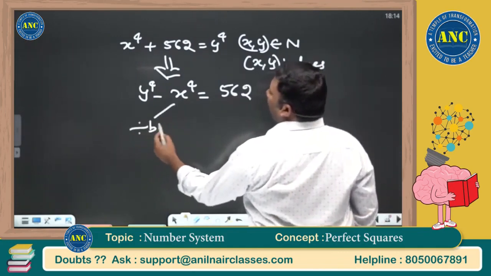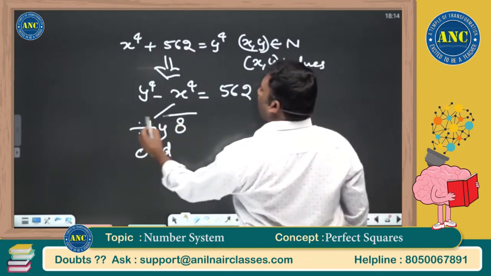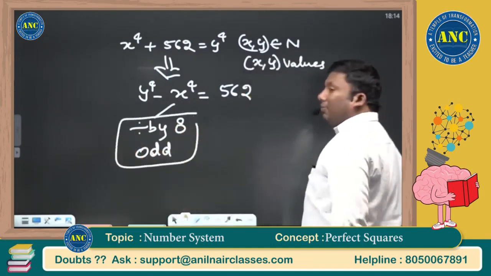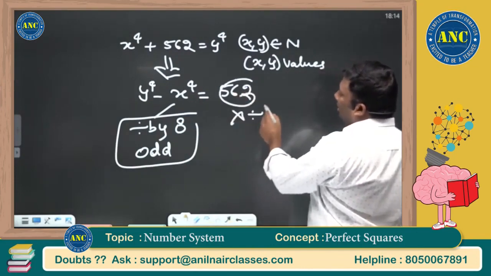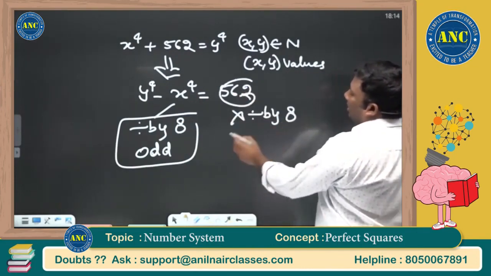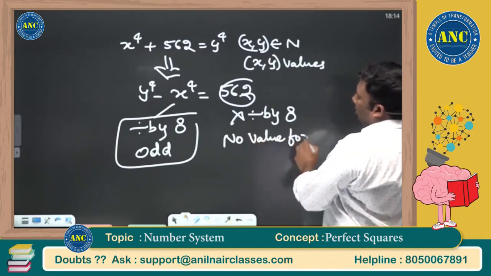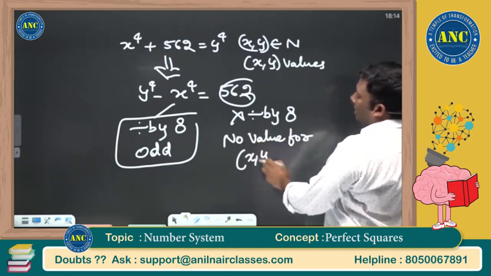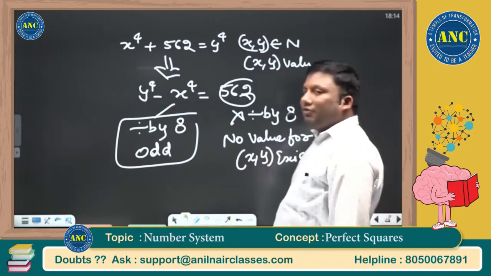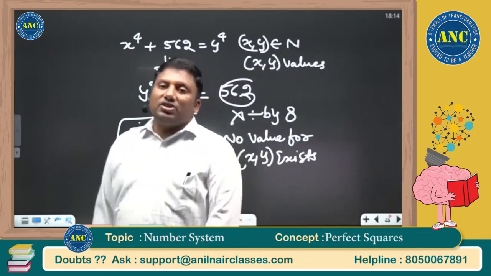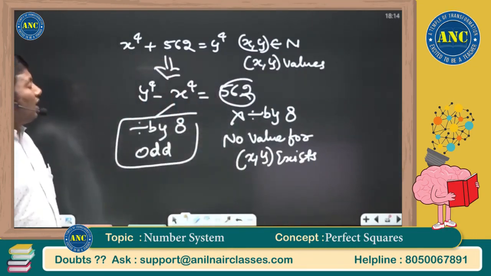These are of the form where the right hand side should be divisible by 8 or be an odd number. 562 is not divisible by 8. Answer is no value for x comma y exists which satisfies this equation. I hope the answer logic is clear.